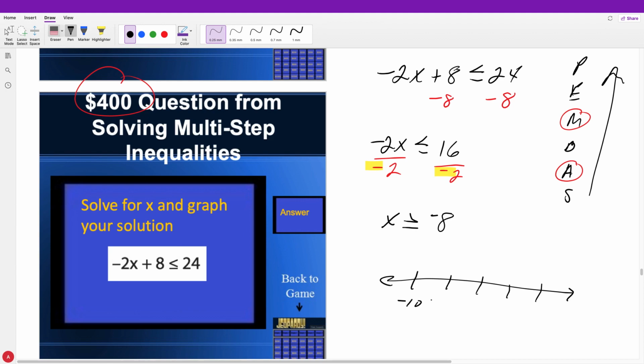We can do negative 10, negative 9, negative 8, negative 7, negative 6. It is a closed circle at negative 8, and it's greater than, so it's going to be going to the right.